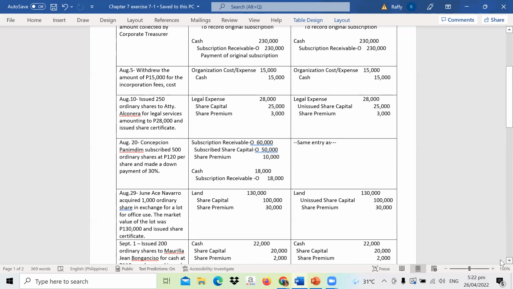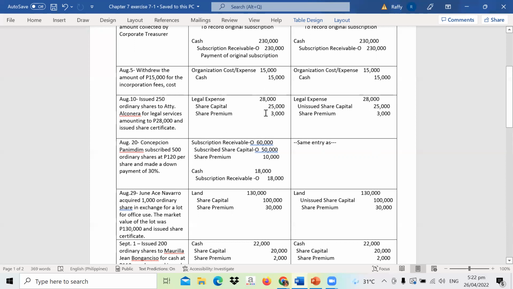Any difference between the par value of the shares issued as well as against the amount of the service or the liability will be treated as premium. And take note, this is good as fully paid. So that is why you will issue a share or stock certificate. As you can see here, this will be your entry.